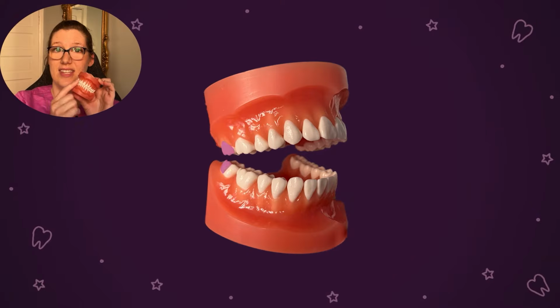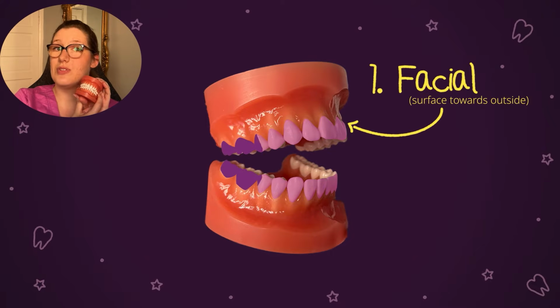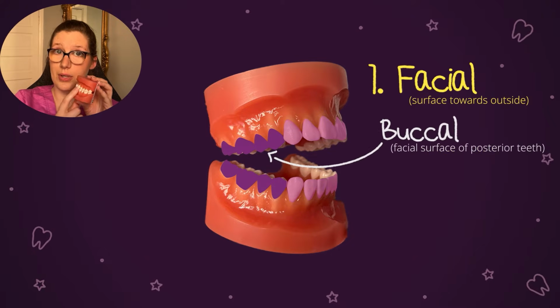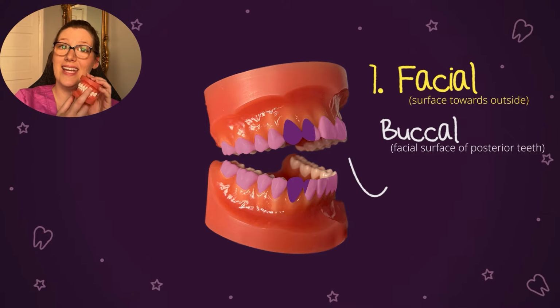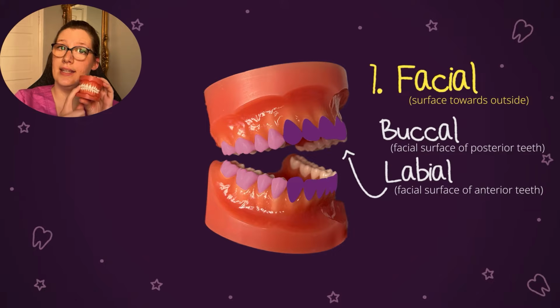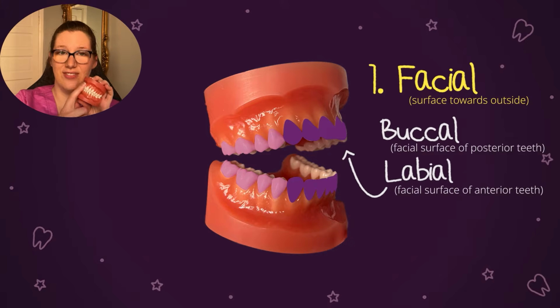Let's get started. Each tooth has 5 surfaces, and those 5 surfaces have specific names. This surface that faces the outside of the dental arch is called the facial surface. For posterior teeth, the molars and premolars, the facial surface could also be called the buccal surface. And that's because buccal means cheek, and this surface faces the cheeks. For anterior teeth, the incisors and canines, the facial surface could also be called the labial surface. Labial means lips, and this surface faces the lips.